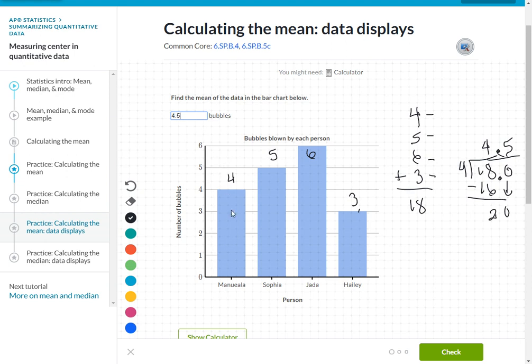Again, what did I do? Find out what all the data pieces represent, what the data is, add it all up, and divide by the number of data pieces. So 4.5.